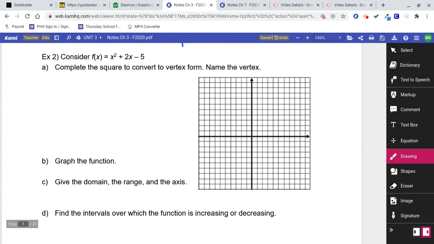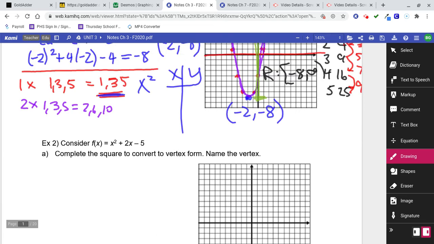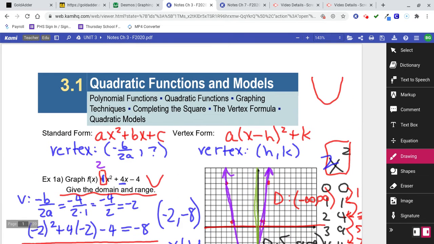Example 2, consider f of x equal x squared plus 2x minus 5. We're going to end up graphing the thing, but it says complete the square to convert to vertex form. Remember what vertex form was. Vertex form is this, all right? So they want it to look like this.